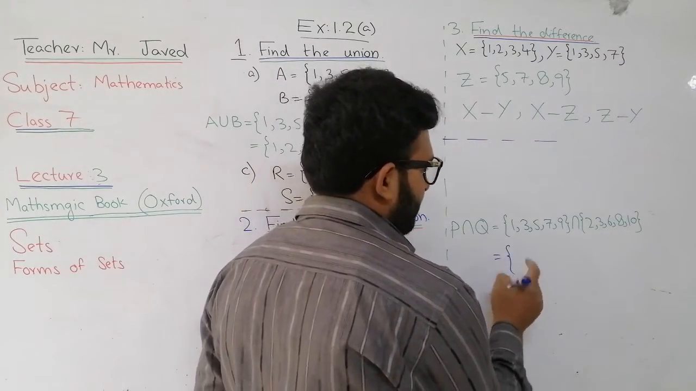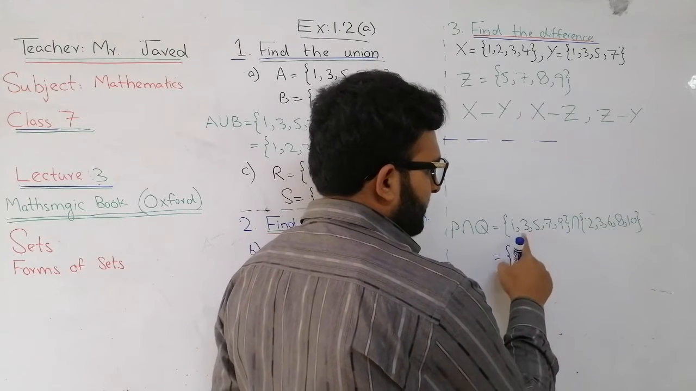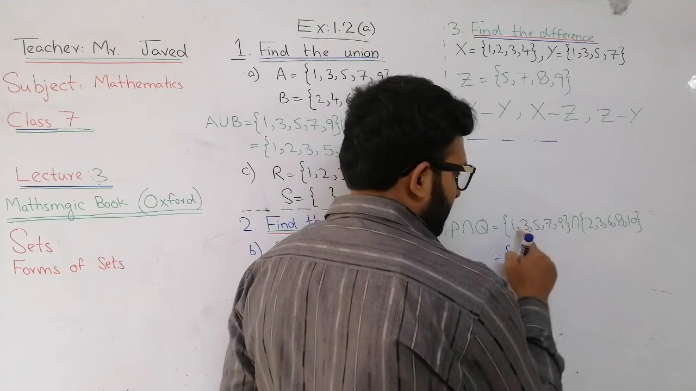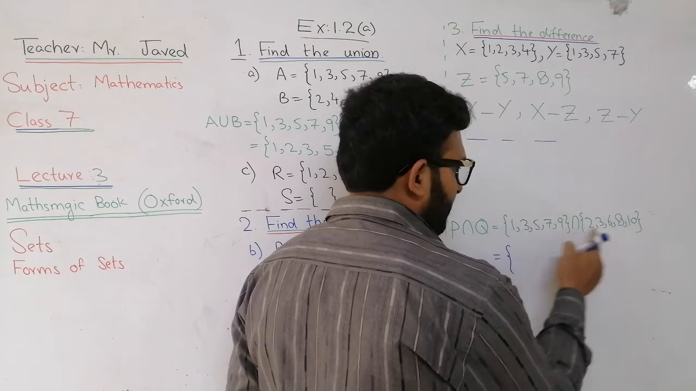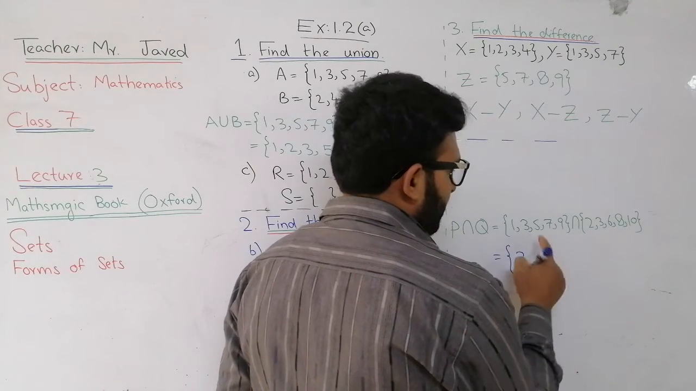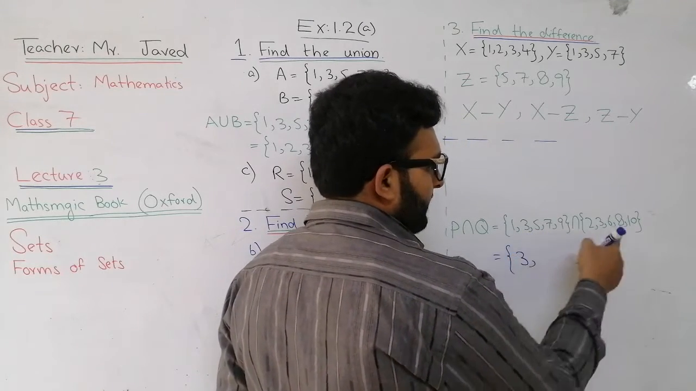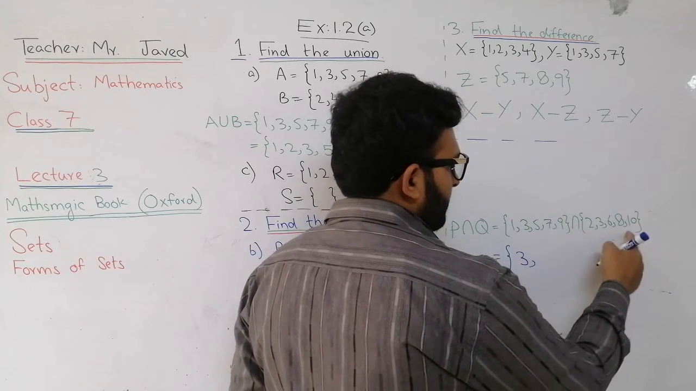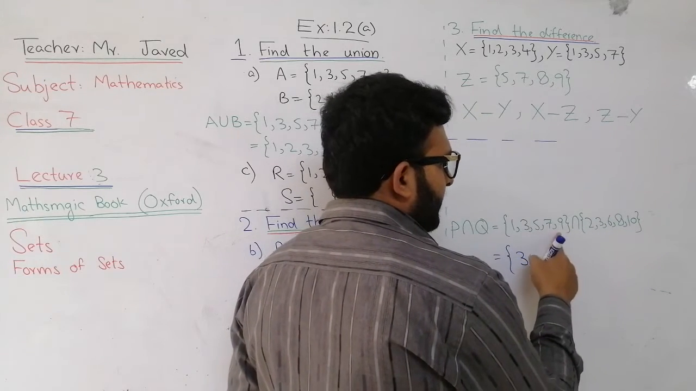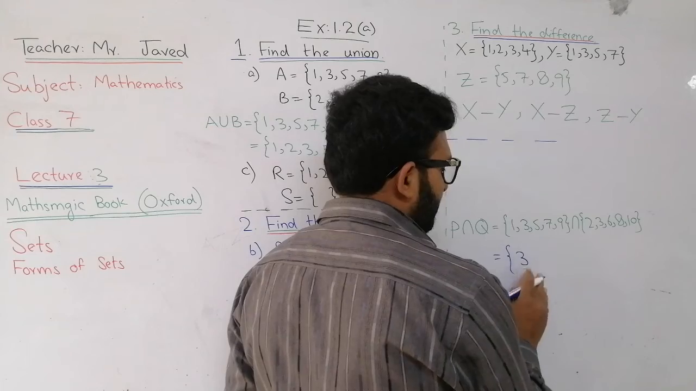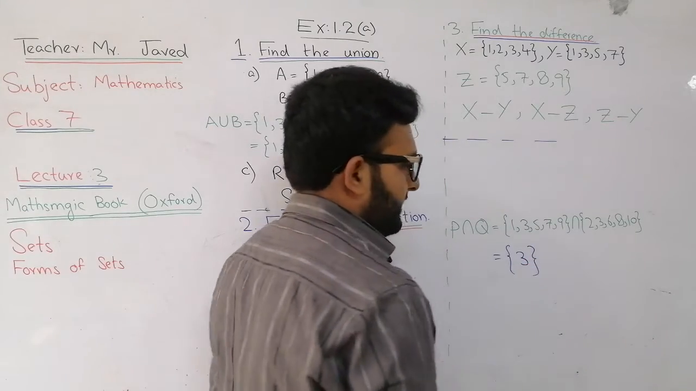Which element is present? Is 1? No. Is 3? Yes, 3 is here, and 3 is also here. And then after that, 5? No, 5 is not. 7? No, 7 is also not here. 9? No, 9 is also not. So 3 is the intersection.